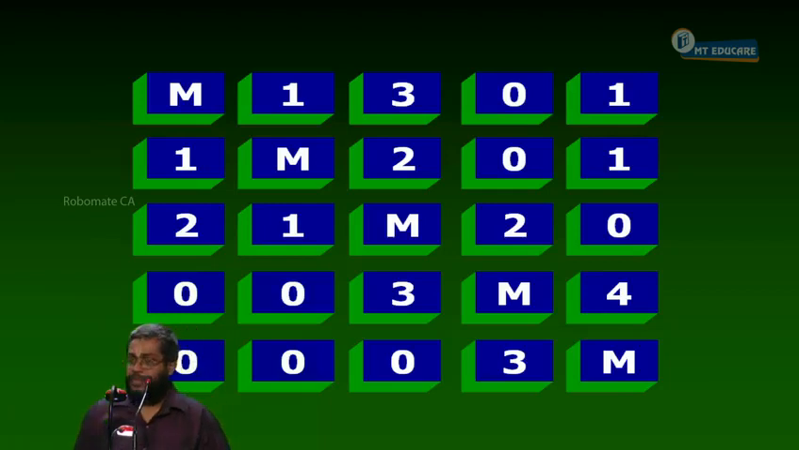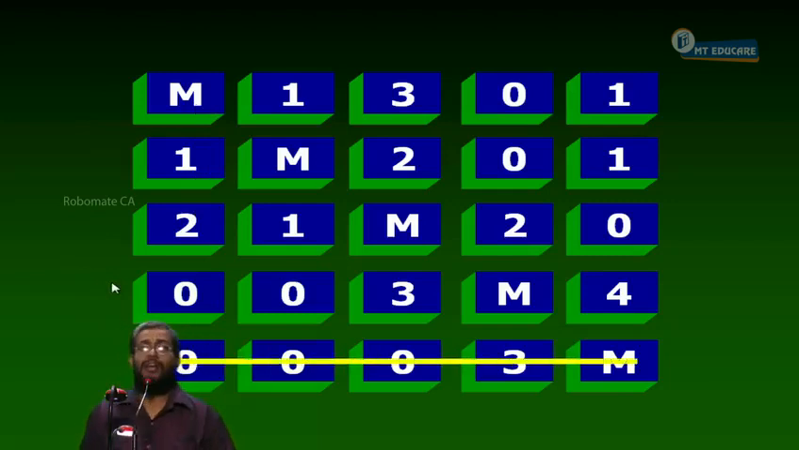Now, is there any row with 5 zeros? Everybody, yes or no? No. Any column with 5 zeros? No. Any row with 4 zeros? No. Any column with 4 zeros? No. Any row with 3 zeros? Yes. Which row? Last. Any column with 3 zeros? No. Let's draw a line against the last row.